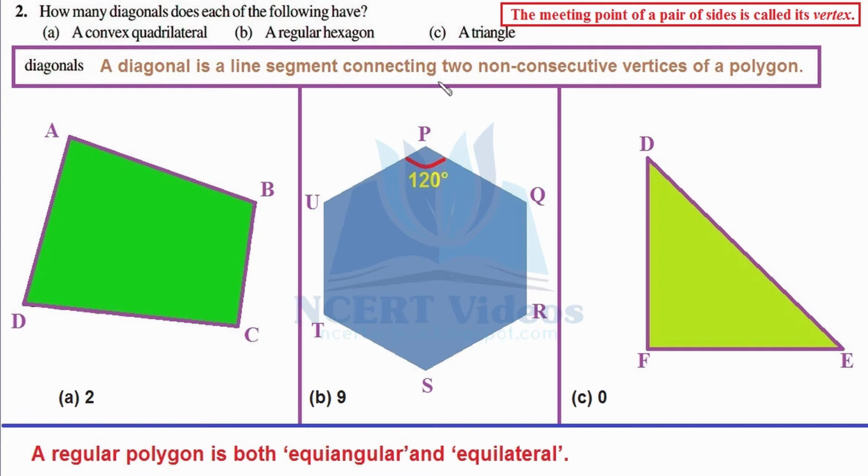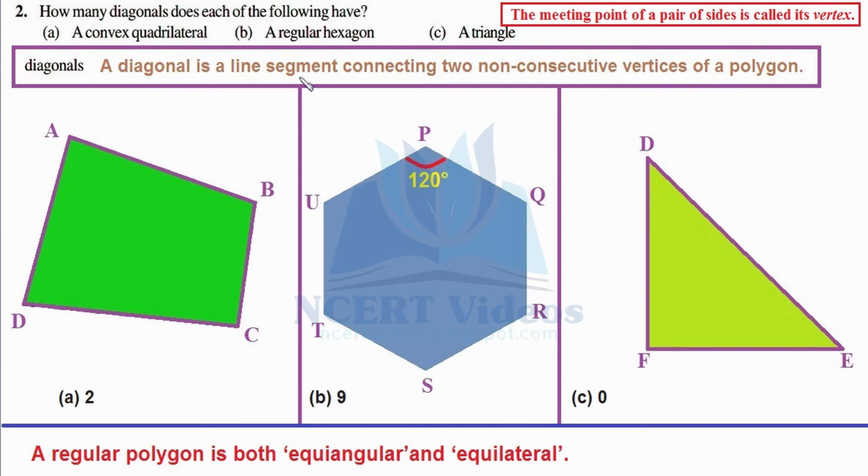And it says connecting two non-consecutive vertices. Vertices is a plural form of a vertex. And what is a vertex? The meeting point of a pair of sides is called its vertex. It simply means, consider we have side AD and AB. Wherever they meet, they are meeting at point A. So it would be called a vertex. And the plural of that gives us vertices.